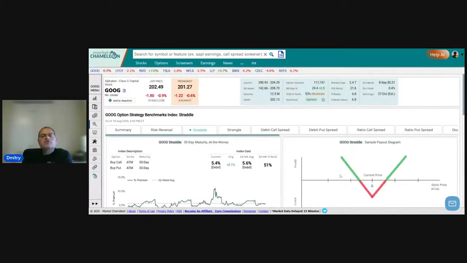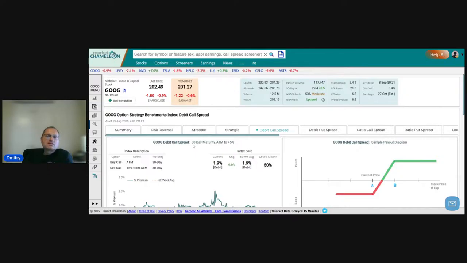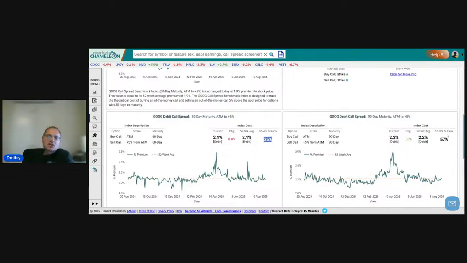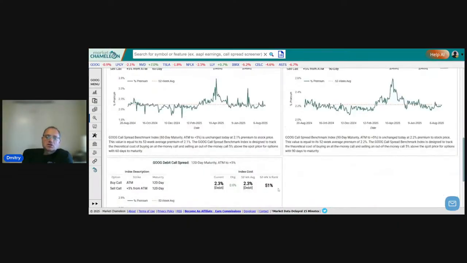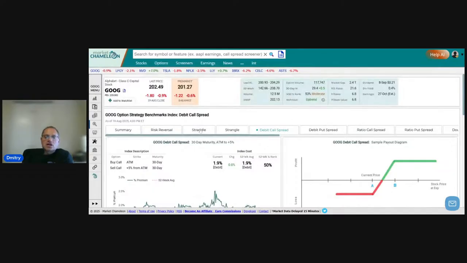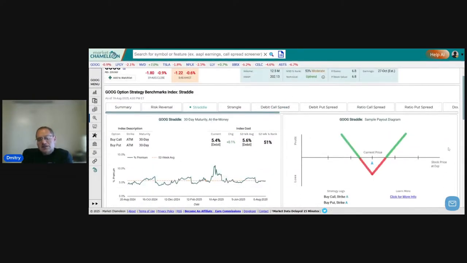And we could do that for other strategies. If we were looking at, let's say, a debit call spread, we could define it as 30-day maturity, at the money and 5% out of the money. So that's also median range, 35th percentile, 57th percentile, 51st percentile. But I'm going to come back to the straddle, where we started. I'm going to end it here.